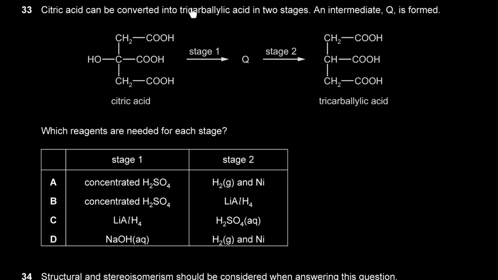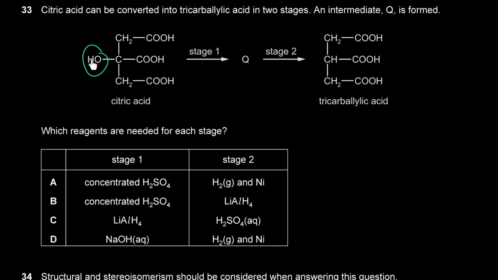Citric acid can be converted into tricarboxylic acid in 2 stages. An intermediate Q is formed. Which reagents are needed for each stage? In the first stage, we're forming compound Q, our intermediate compound. In the second stage, we're converting it to tricarboxylic acid. The first thing you notice is that in stage 1, we're probably removing this OH group because it is not present in the final product. So which of these reagents would help us remove this OH group?